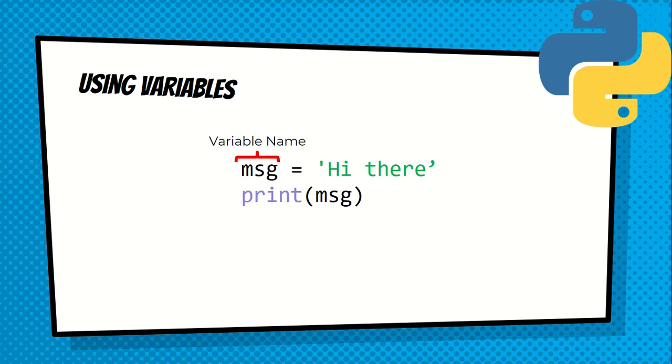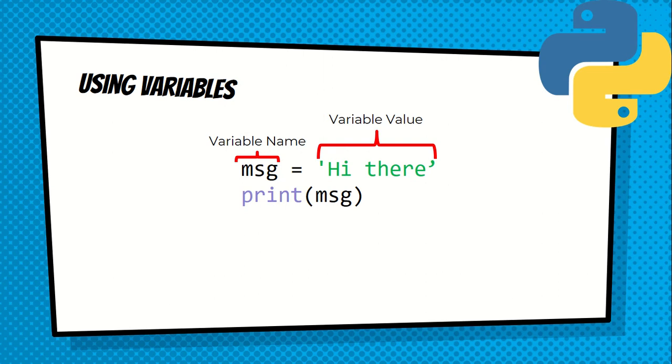Often programmers will shorten their variable names. MSG is a common abbreviation that might stand for message. We often do that so we keep our code a little bit shorter, but you could quite easily use the whole word message for that variable. And what we're saying is that the variable message is equal to the value hi there. So what we are doing is storing that value inside our variable bucket that we've named message, MSG.